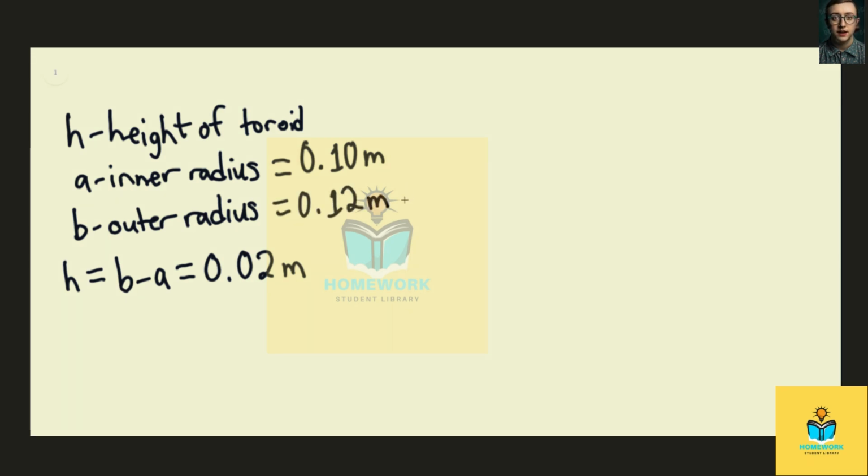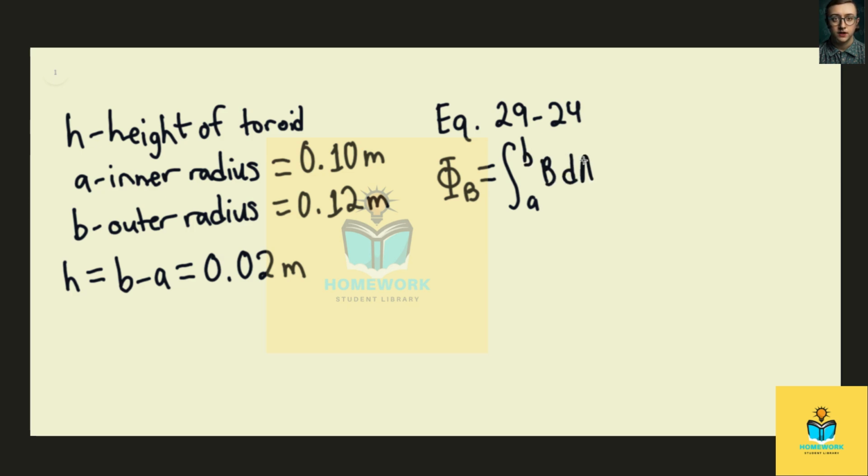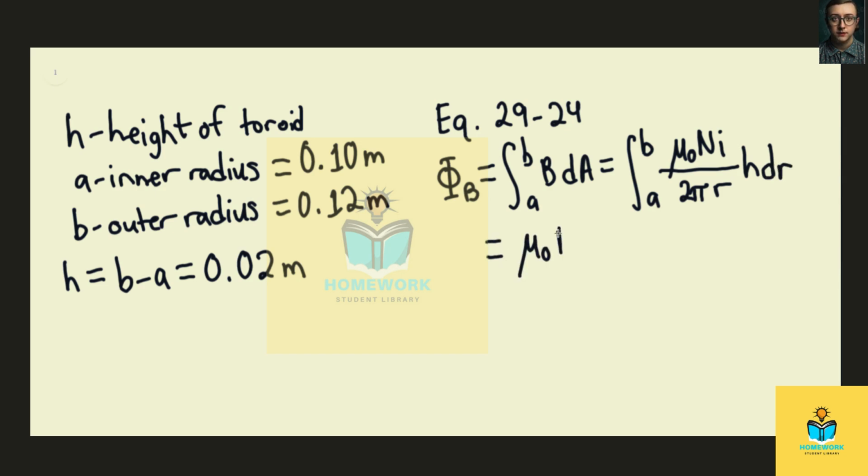We can then derive the flux using equation 29.24. So we can say the flux would be equal to this, the integral from a to b of the magnitude of the magnetic field times the change in the area. This would be equal to the integral from a to b times mu naught, the magnetic permeability in a vacuum, times Ni divided by 2 pi r, multiplied by h dr. This is going to be equal to mu naught NIH divided by 2 pi multiplied by the natural log of b divided by a.